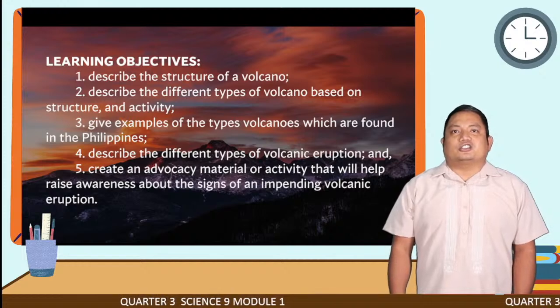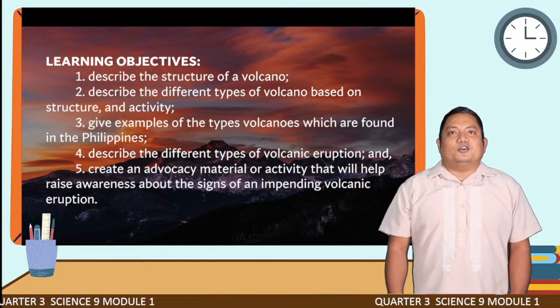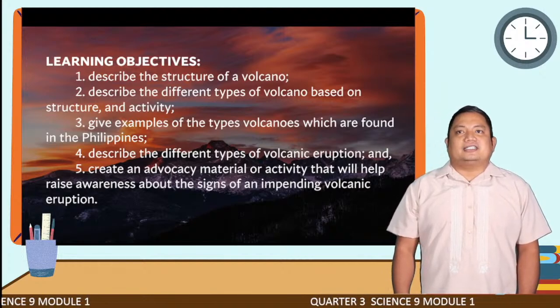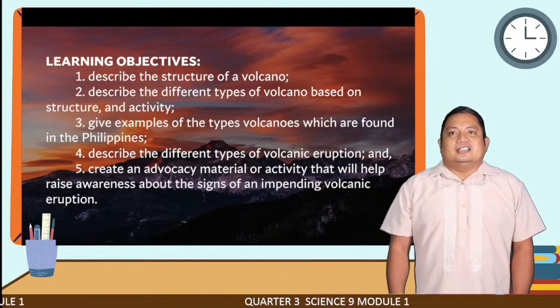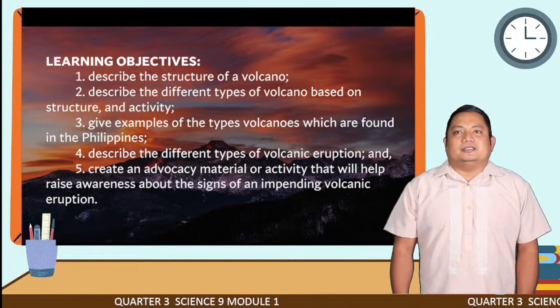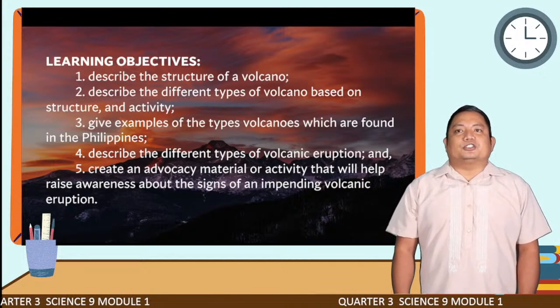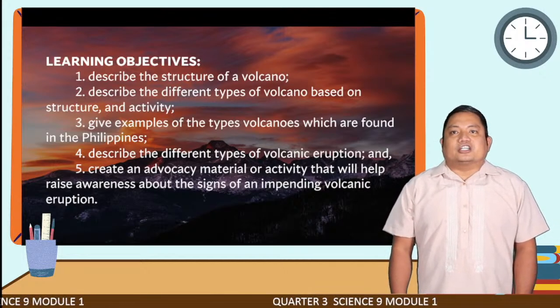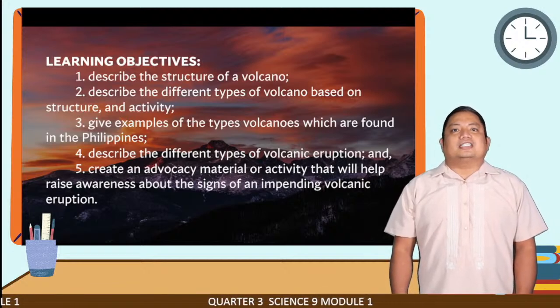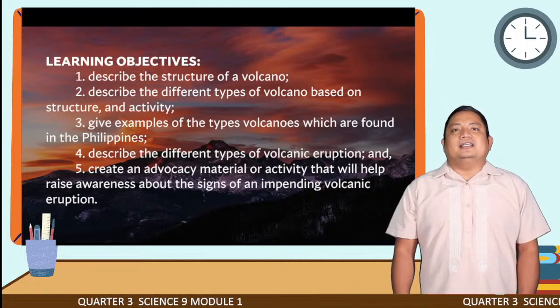The following learning objectives are: 1. Describe the structure of a volcano. 2. Describe the different types of volcano based on structure and activity. 3. Give examples of types of volcanoes which are found in the Philippines. 4. Describe the different types of volcanic eruption. And 5. Create an advocacy material or activity that will help raise awareness about the signs of an impending volcanic eruption.